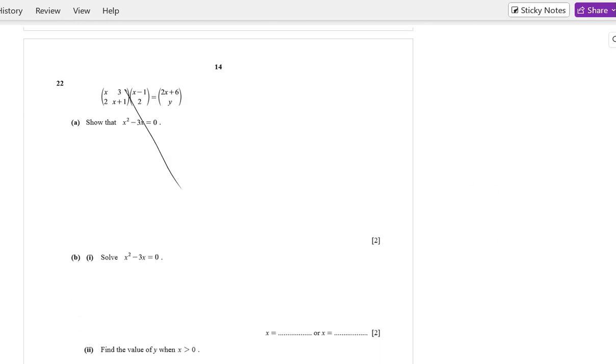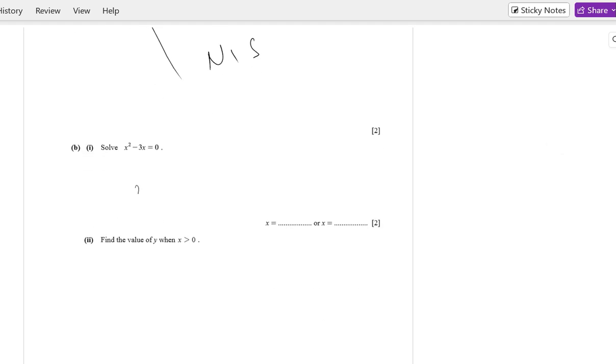Not in syllabus anymore. You need to factorize it first. Answer would be 0 and 3.